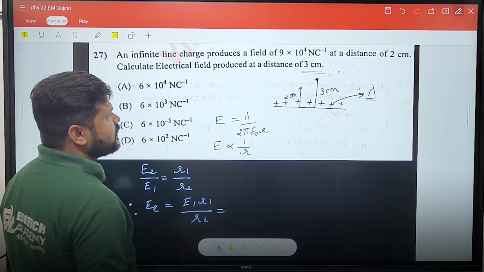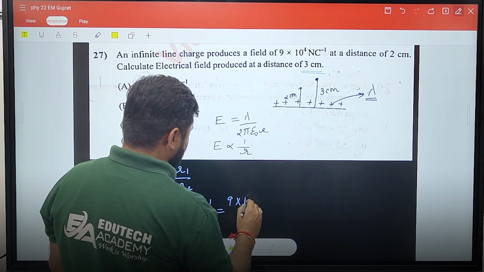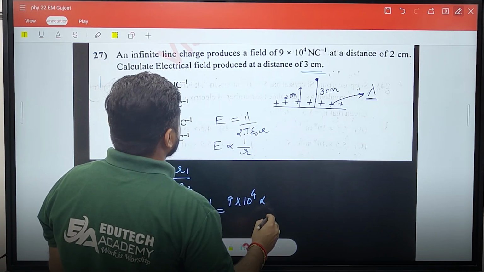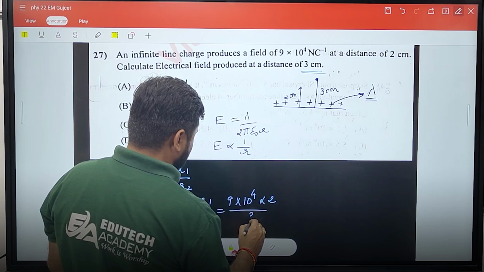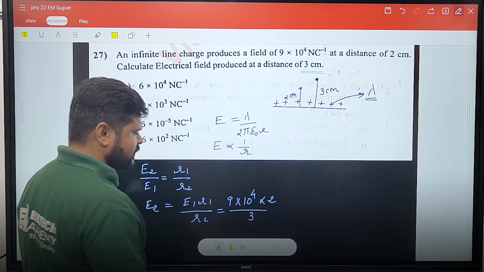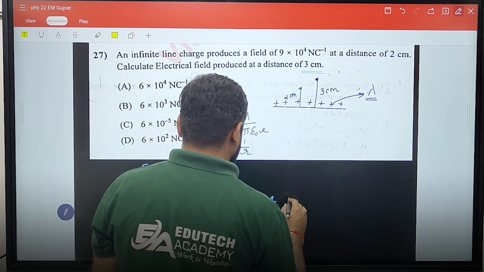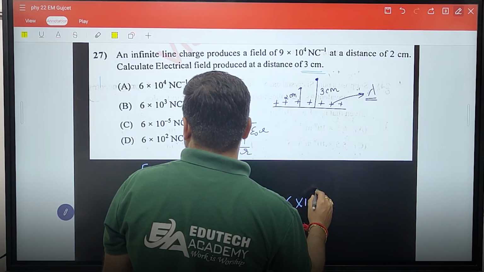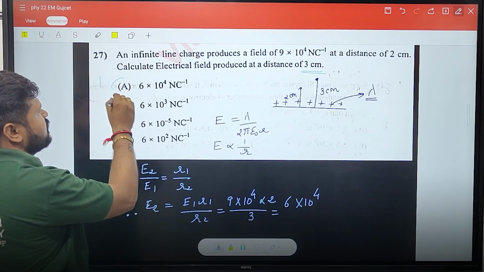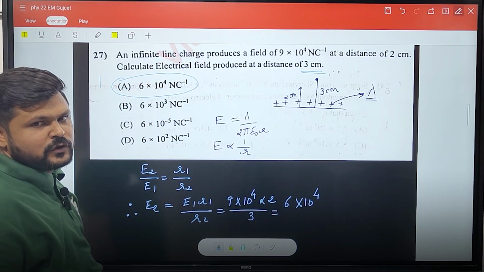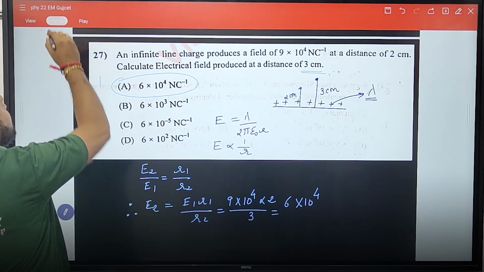Place all the values. E1 is 9 into 10 raised to 4. R1 is 2 cm and R2 is 3. 9 into 2, 18, divided by 3. So the answer is 6 into 10 raised to 4. So the correct option is A, that is 6 into 10 raised to 4 Newton per Coulomb. Next MCQ.